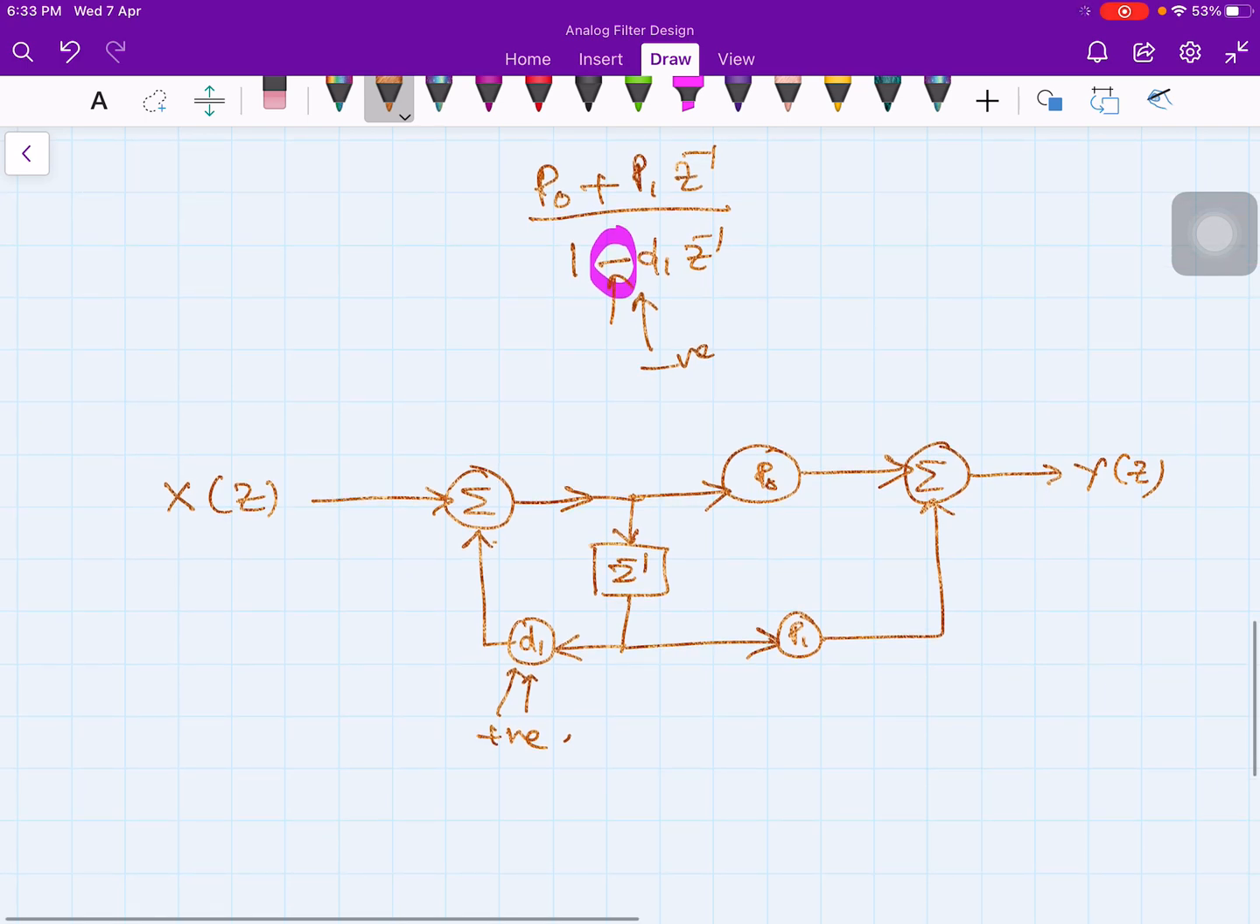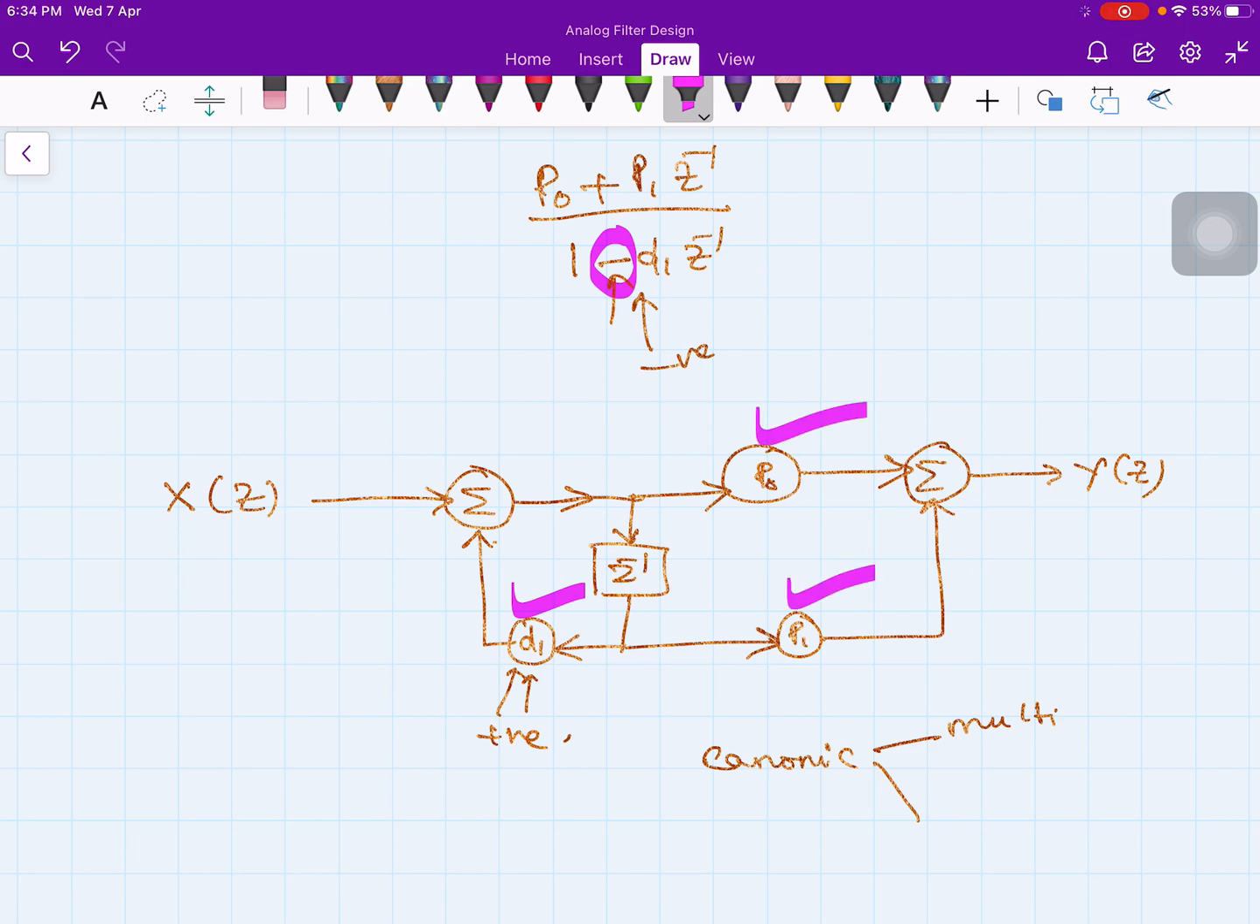So this is a canonic structure, canonic in multipliers. Why? Because I used only 3 multipliers: first multiplier, second multiplier, and third multiplier. So in the given expression also I have only 3 multipliers. So we need only 3 multipliers here, and only one delay because it is a first order filter, and therefore this is canonic in multipliers as well as delays.